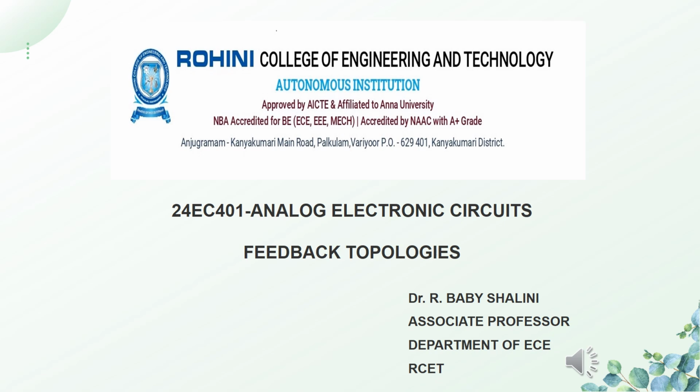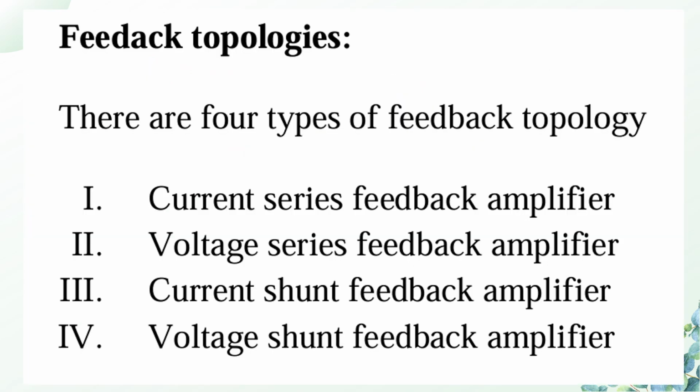In this lecture, we are going to see about feedback topologies. So, actually, there are four types of feedback topologies. They are current series feedback amplifier, voltage series feedback amplifier, current shunt feedback amplifier, and voltage shunt feedback amplifier. In the last video we have seen about the different feedback methods, or the standard feedback methods, used in transistors. So based upon that we have four corresponding feedback topologies.